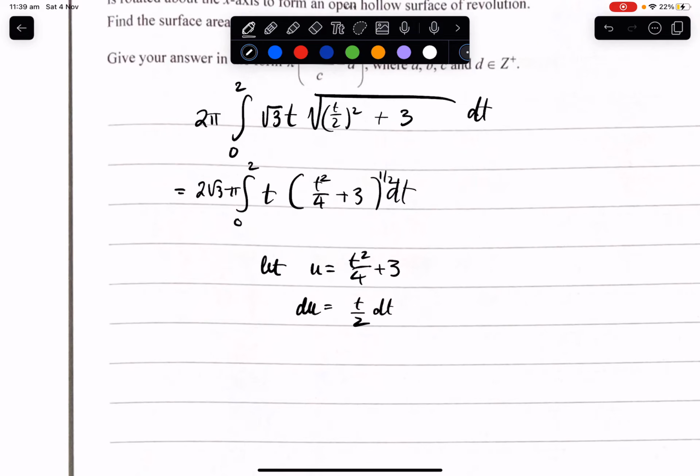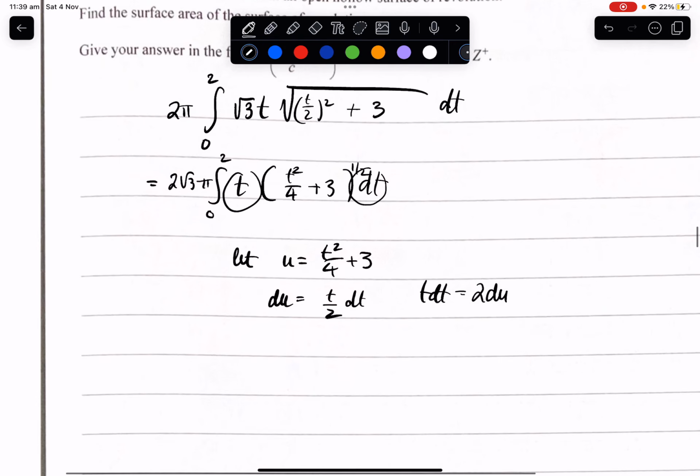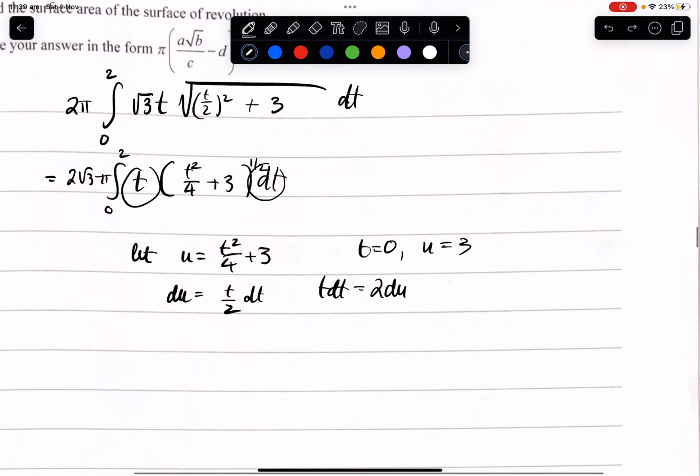So t dt is equal to 2 du. Now, when t is 0, u is 3. And when t is equal to 2, you've got 2 squared, which is 4, over 4, which is 1. So that means u is equal to 4.